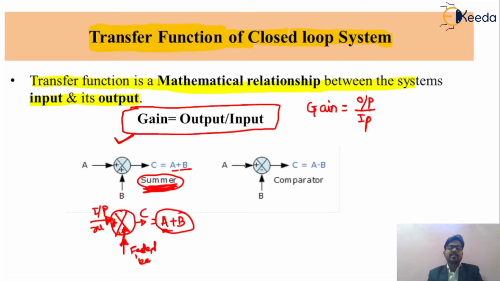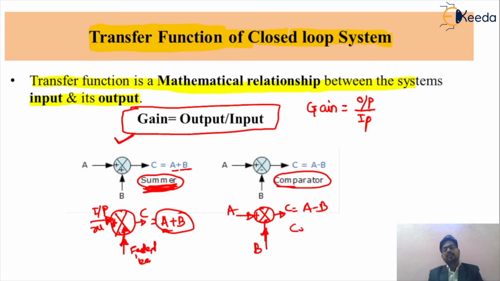And the second summing point, in which we are getting the input signal A, that is positive, and your feedback signal, or error signal, B, will be negative. So we are getting the output C equal to A minus B, and such a summing point is called a comparator. We get the output from such a comparator, which is A minus B, that we had previously.